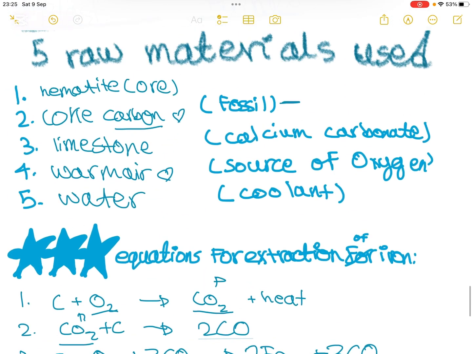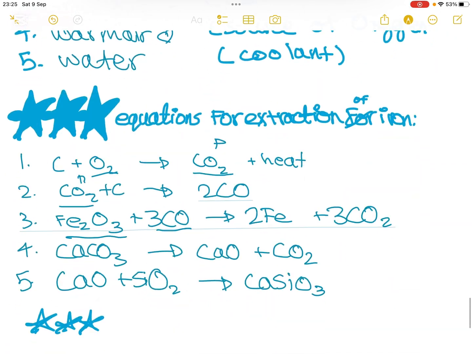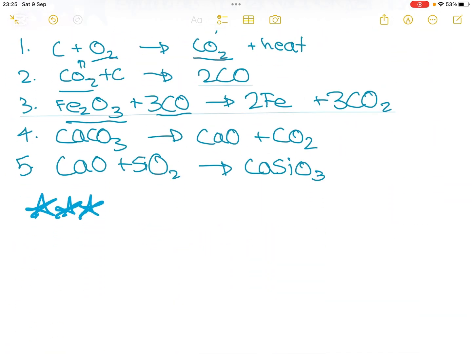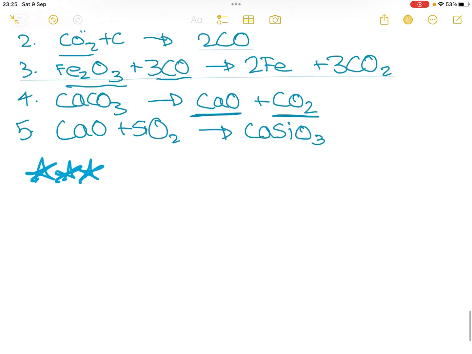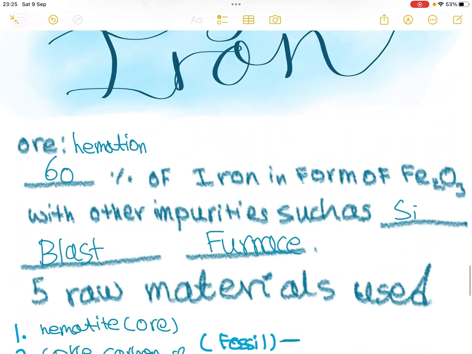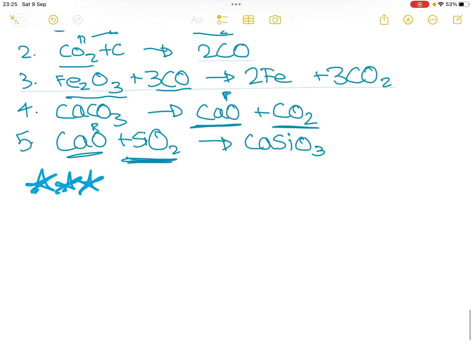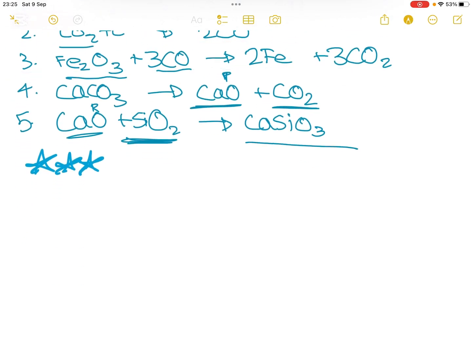And now the last step, the fourth step, is calcium carbonate, which is limestone. Thermal decomposition happens to it, so it's divided into calcium oxide and carbon dioxide. Now calcium oxide, the product, is now the reactant. It gets mixed with the silicon dioxide, which is already in the ore as an impurity, to form calcium silicate. Anyway, this is a slag.